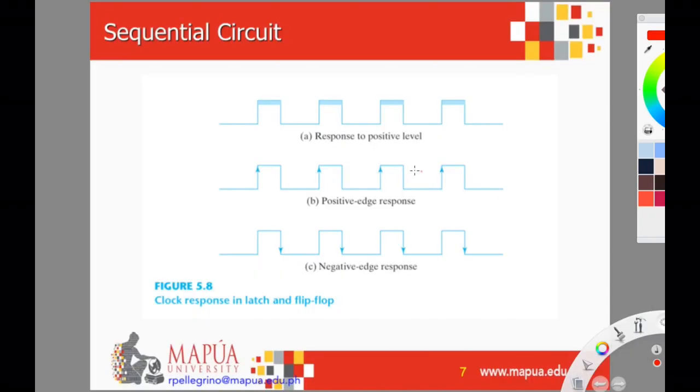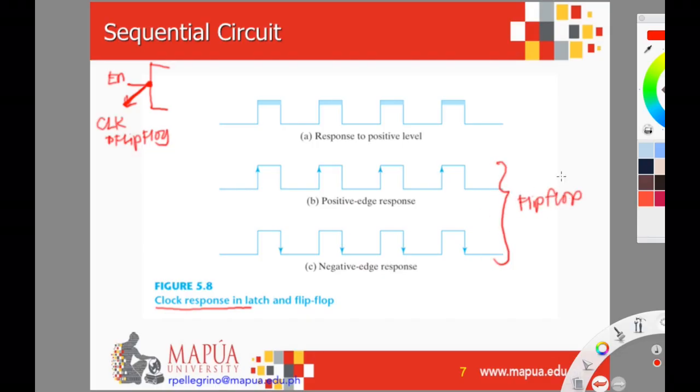In this case, it shows the different clock response in latch and flip-flop. As you can see, like what I've said, whenever you're enabled, in the latch you have here the enable. But if this is removed and connected to your clock, this becomes the flip-flop. Flip-flops are triggered in a positive or negative edge. So this is for the flip-flop, and this is for the latch. Okay, so level triggered clock.